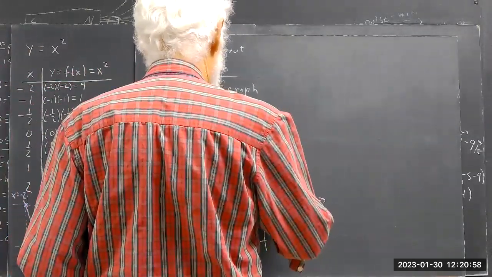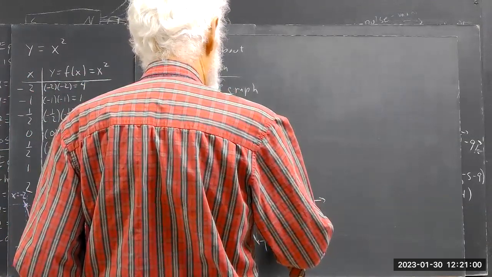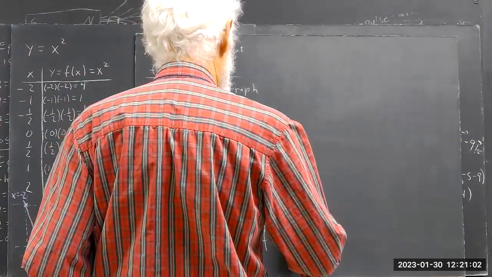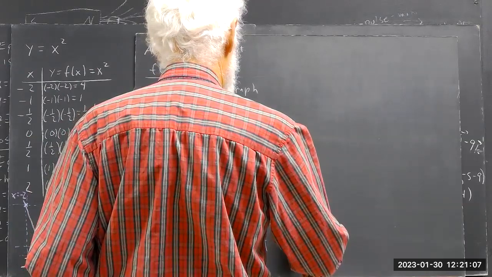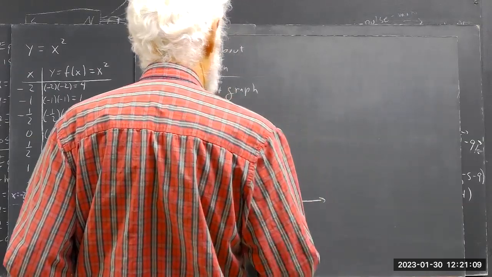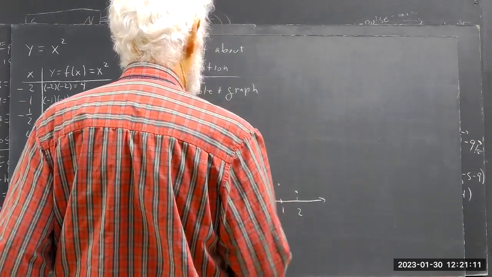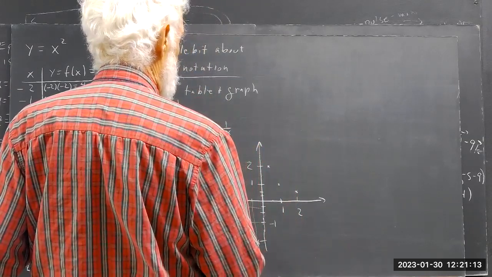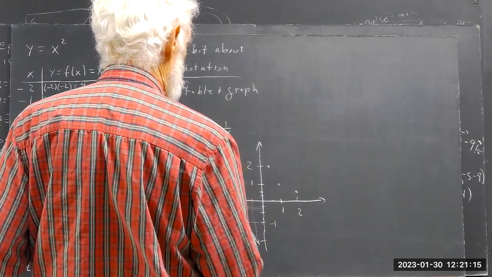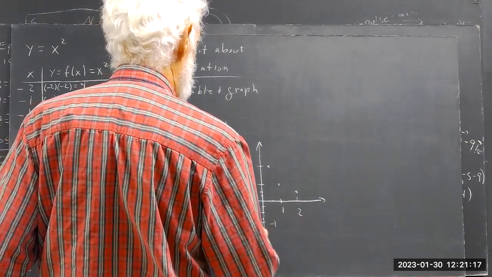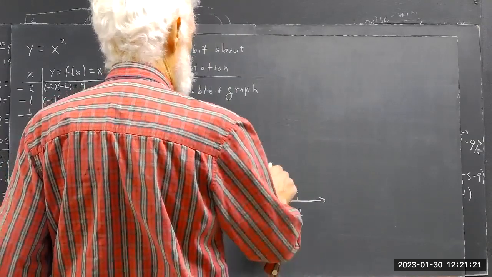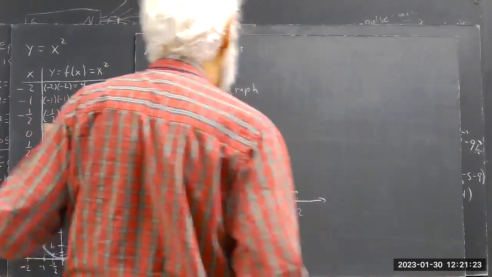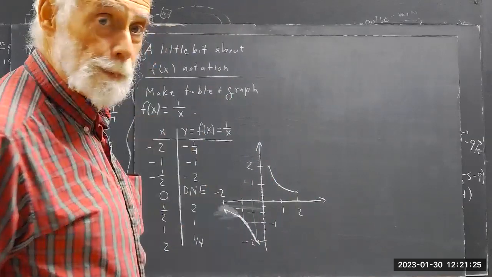And over here, well, we do the same thing. I'm not going to do it in detail. Actually, I got my -2, -1/2 a little bit too high. It changes the shape of the graph a little bit. If you do it carefully, though, you get the right shape. Okay.